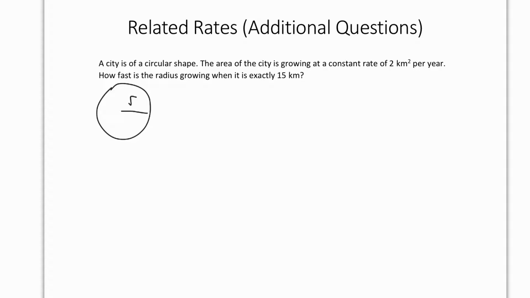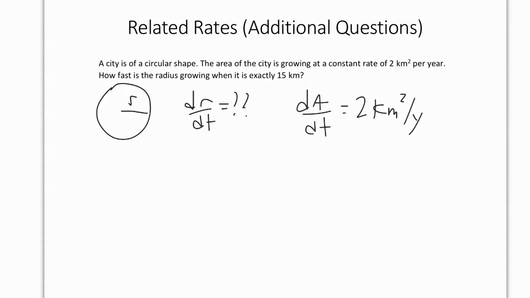Now we know the area is growing, but what are we asked for? Well, we're asked for the radius. How fast is the radius going? So what is dr/dt? Well, we know the area, dA/dt, is equal to 2 kilometers squared per year. It's increasing, so it's positive, and we know that the radius is 15 kilometers.